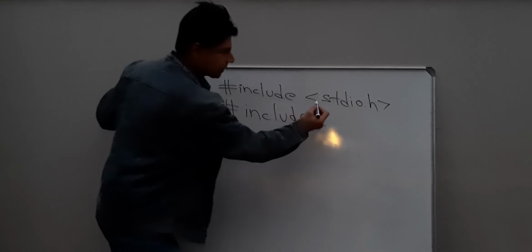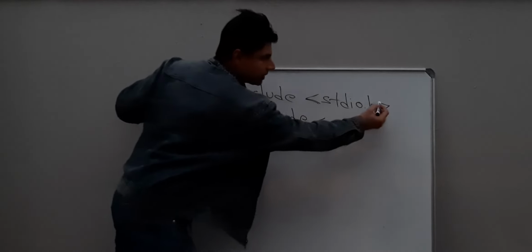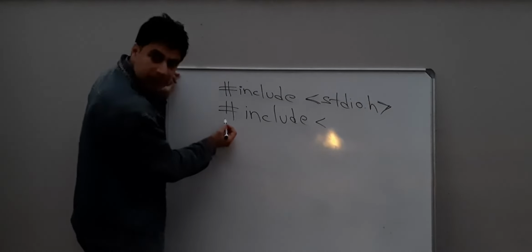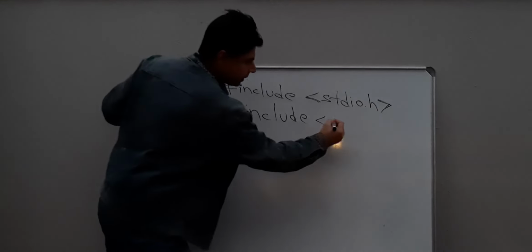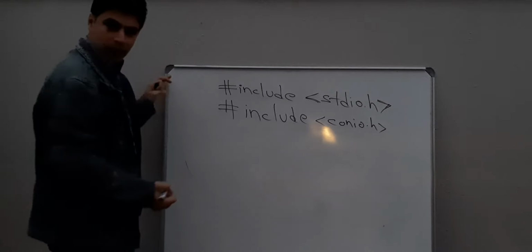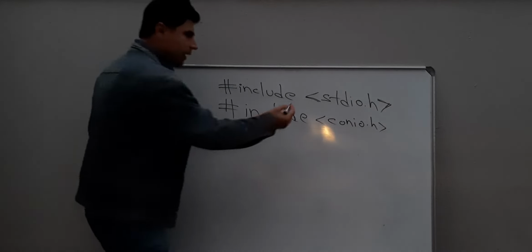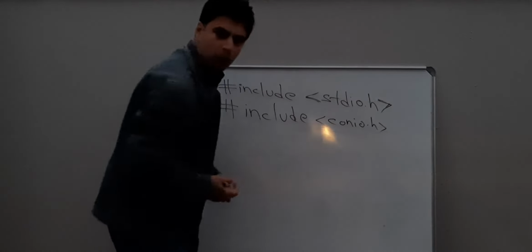Hash include space bracket stdio.h and then close it, and then again on the next line hash include conio.h.